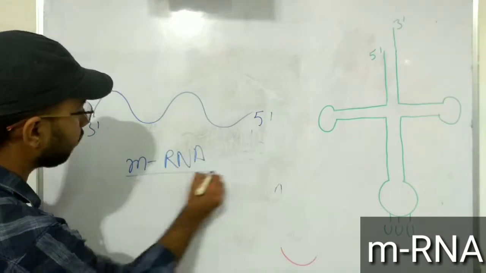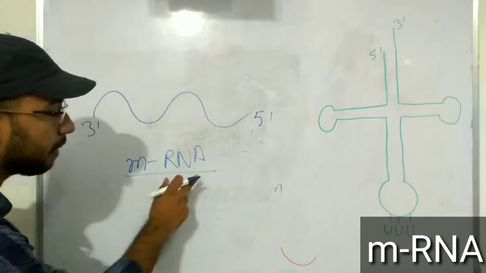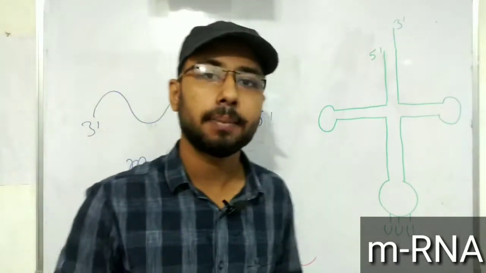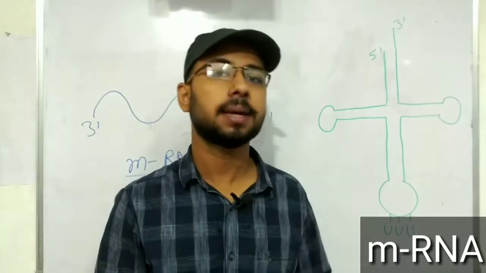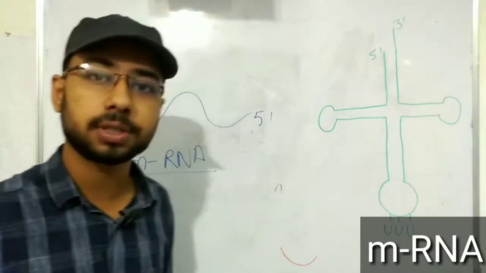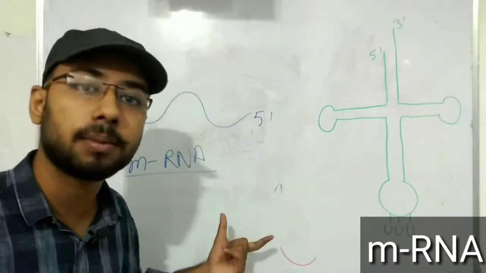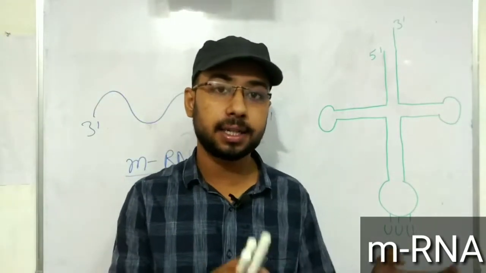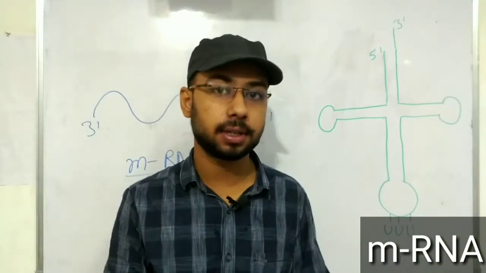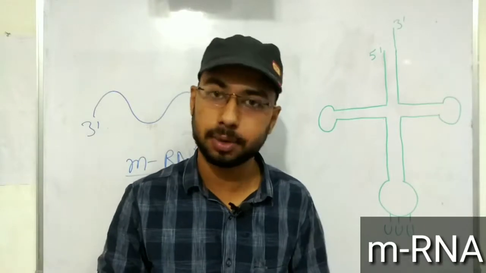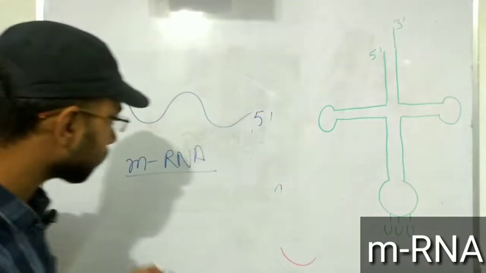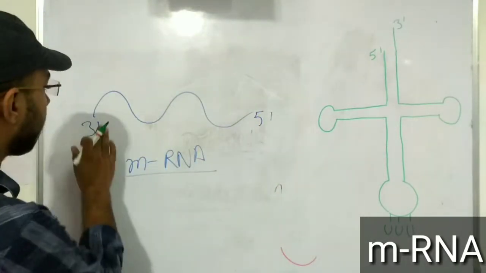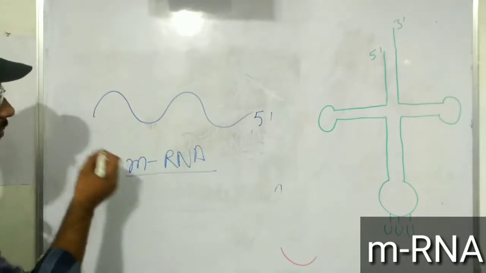Why are we saying mRNA? Mostly we say that it is messenger RNA, but we can also say that it is a mature form of RNA. Why are we saying it is mature? Because it has undergone the post-transcriptional modifications. What does that mean? What does a mature mRNA contain?